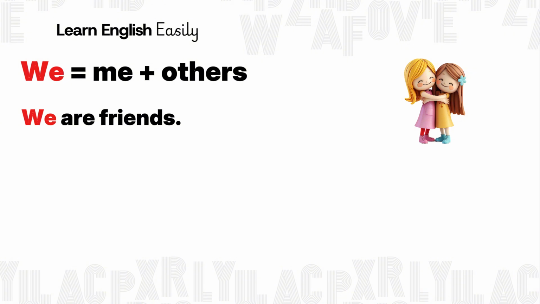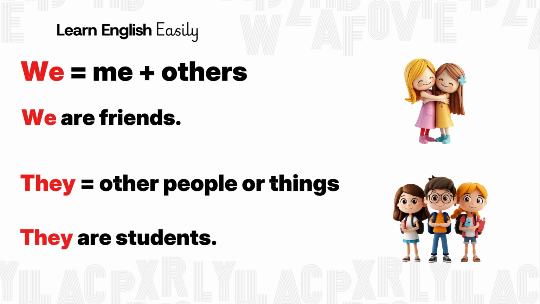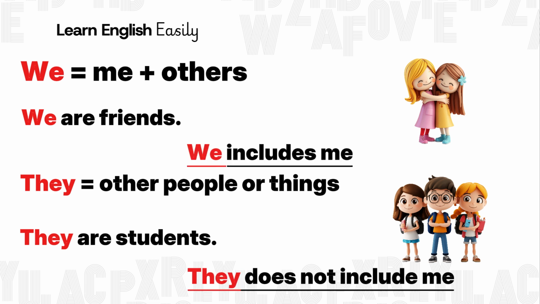We mean you and me together. We are friends. Perfect. And they means other people or things. They are students. So remember, we includes me, they does not include me.